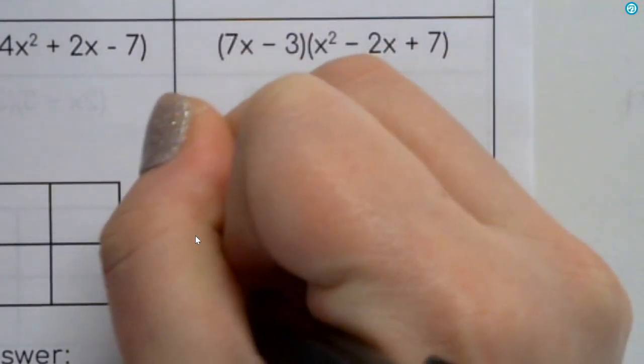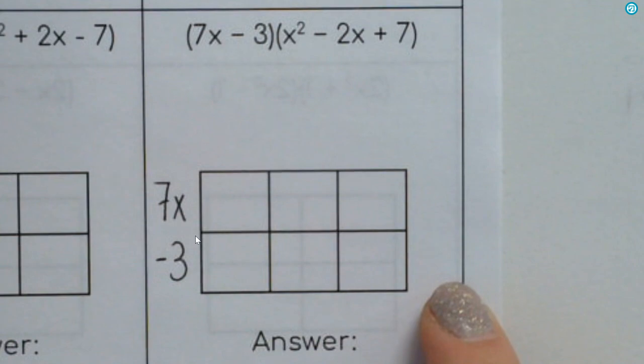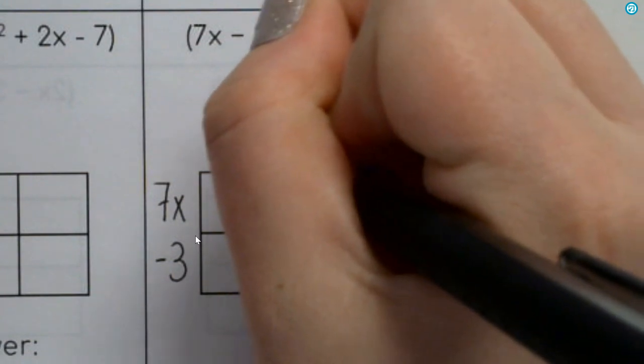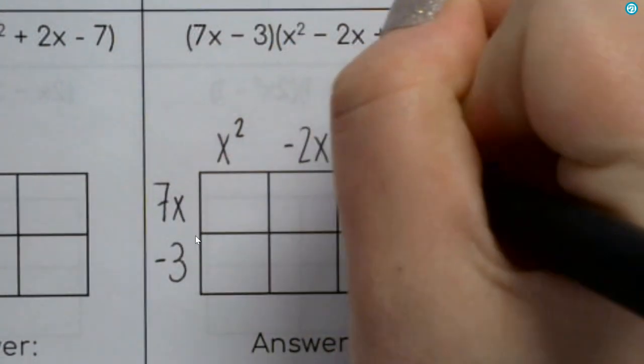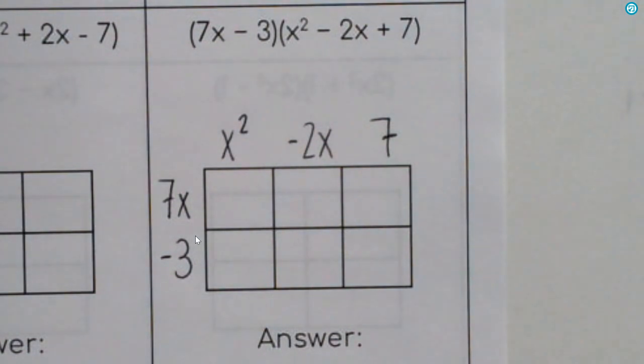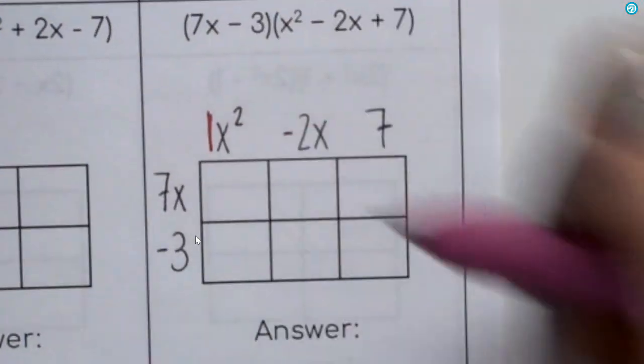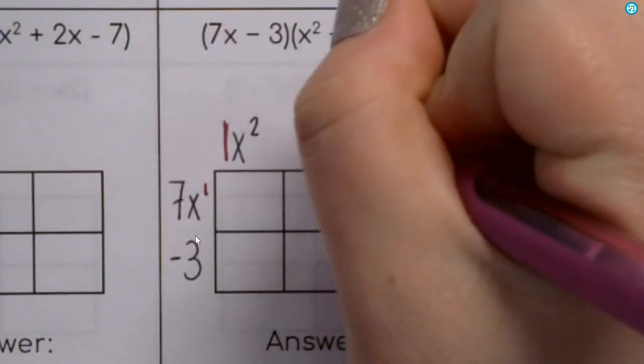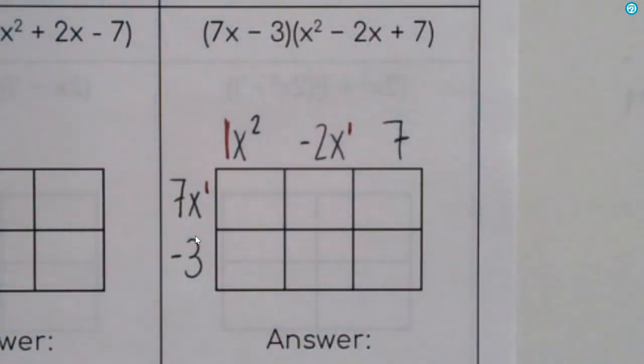So we've got 7x minus 3. That's going to go down the side. And then we've got x squared minus 2x plus 7 will go across the top. Okay, setting up with my imaginary ones, x squared, we can make that be 1x squared if we want. And then 7x and negative 2x, we can make those both have a first power. So 7x to the first and negative 2x to the first.